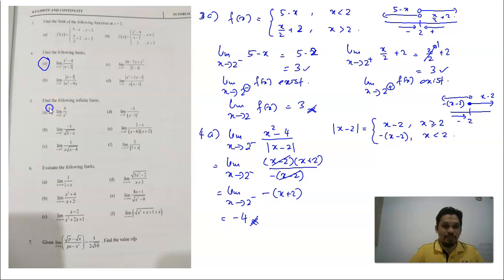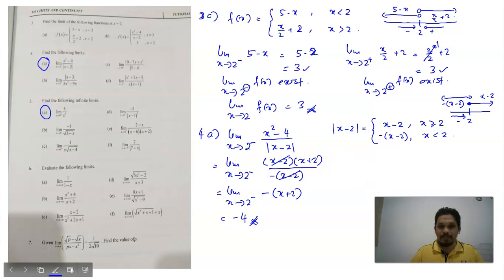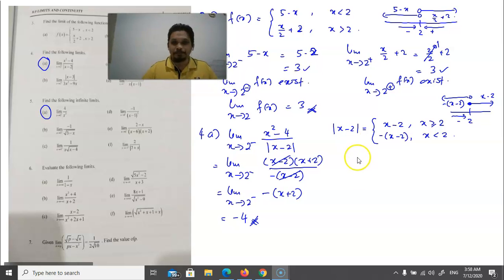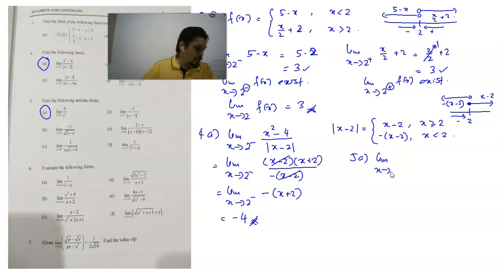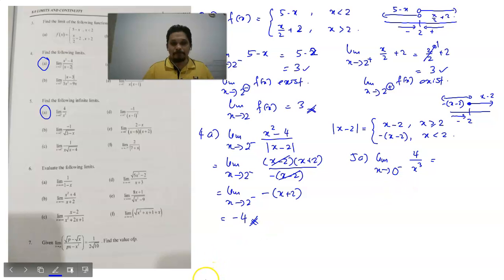Now I choose question number 5a. I bring it up here. Question 5a. The limit of x approaching 0 from the left of 4 divided by x cubed. Okay, class, let me share with all of you something here. How do you get this? How am I going to move out from this?